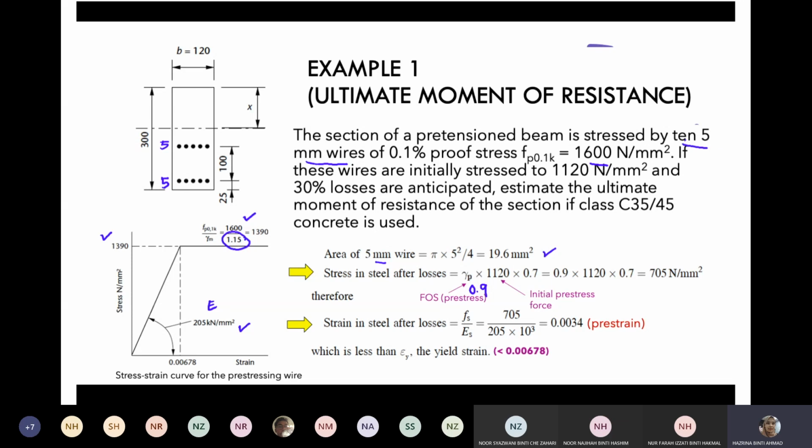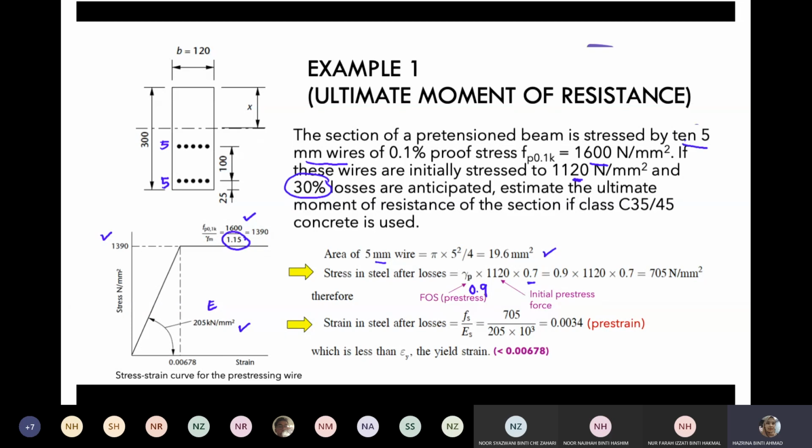So 0.9, then multiply with the initial stress given in the question, which is 1120, then multiply with 0.7. Why 0.7? We are considering the 30% of losses, so we have 0.7. So 0.9 times 1120 times 0.7. Here we have 705 Newton per millimeter square. That would be the stress in steel after losses.